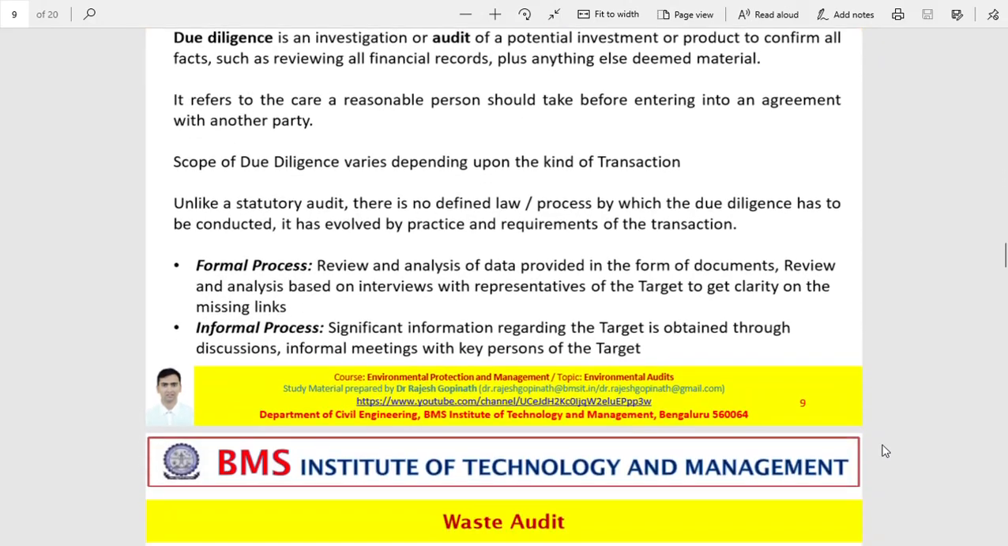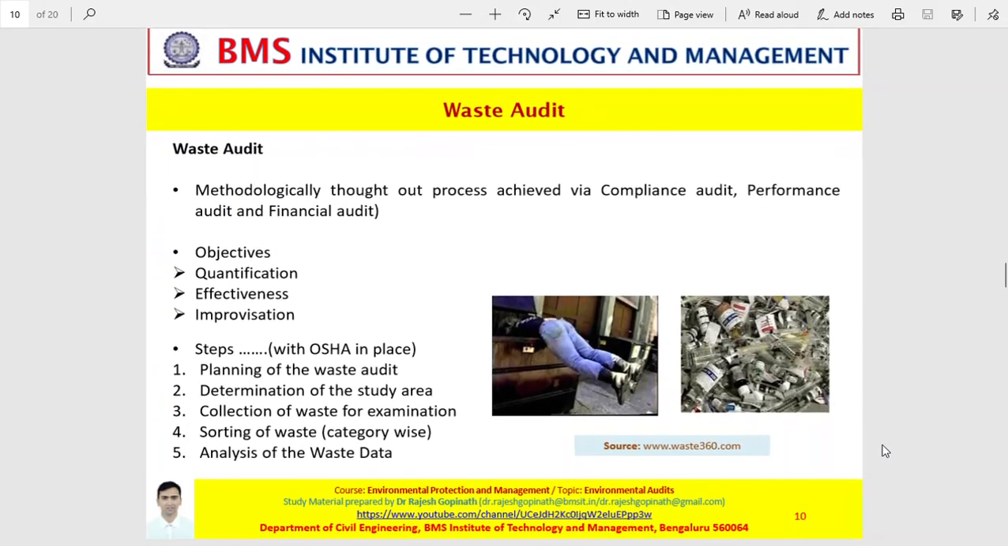Slide 10, waste audit. So, what exactly is a waste audit? A waste audit is basically a methodically thought out process, a procedure which helps you to understand and determine the quantity and quality of hazardous waste, or any waste for that matter, which has been produced by your enterprise. And this is achieved by integrating compliance audit, performance audit and financial audit.